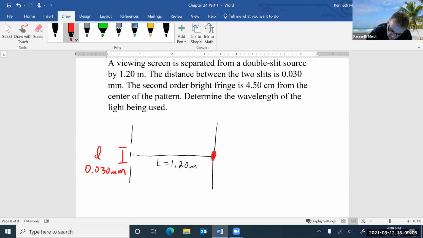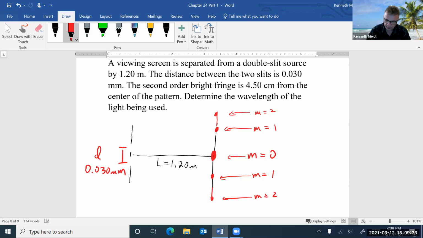Okay, so here's the center of the pattern. So you get this pattern that looks like this: bright spots, dark spots, bright spots, dark spots. And this right here is m equals 0 for that spot. This is m equals 1, this is m equals 2, and this is m equals 1, this is m equals 2. So you just kind of see that there's a symmetric pattern taking place here.